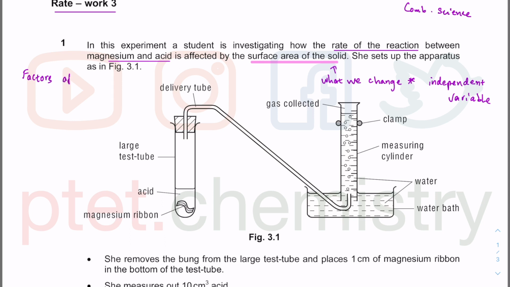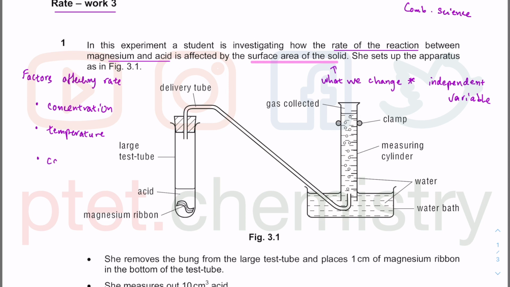So factors affecting rate. In the previous work, you have seen that concentration could affect rate of reaction. As concentration of the reactant increases, rate will go faster. You also know that temperature could affect rate of reaction. When temperature increases, your particles will have more kinetic energy and therefore they can collide faster and collide more frequently, therefore rate will also increase.